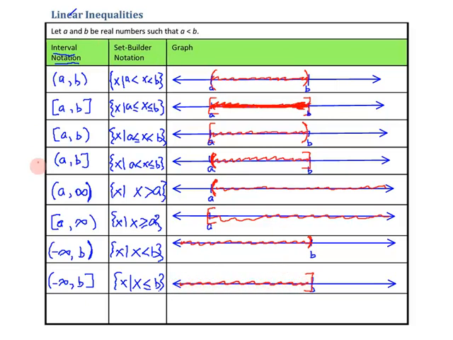Alright, so looks like I've got all possible inequalities, except for what happens if there's no endpoint. What if I consider all of the number line?